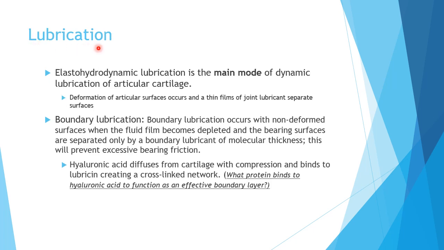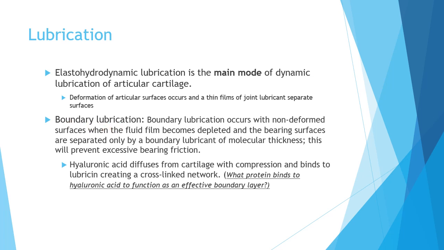Let's speak about lubrication in the synovial joints and in the articular cartilage. The main mode of dynamic lubrication of the articular cartilage is elastohydrodynamic lubrication. In this type, there is deformation of the articular surfaces and a thin film of joint lubricant separating the surfaces.